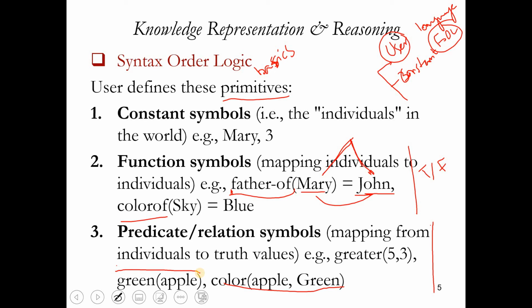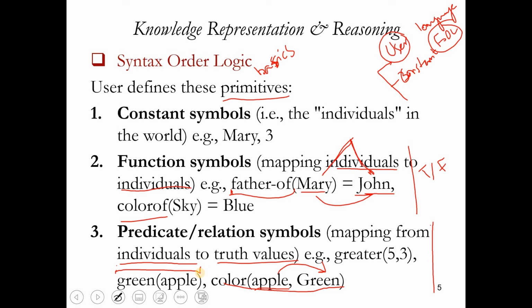So over there the mapping was done from one individual to another individual, the relation between one object and another object. Whereas in the relation symbol, the mapping is done from an individual to the truth value. So what is the truth value? That is the value of this symbol or this object. So apple, it's green, so we map it to the green value. So it can be done in two different ways.